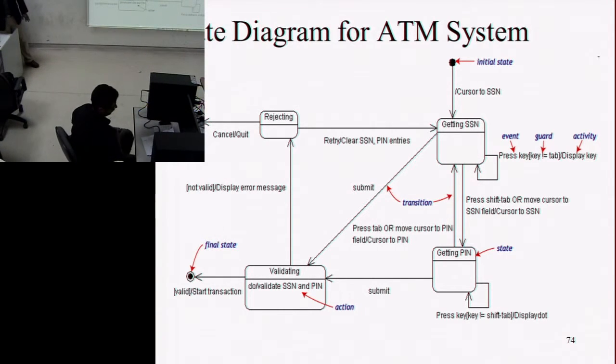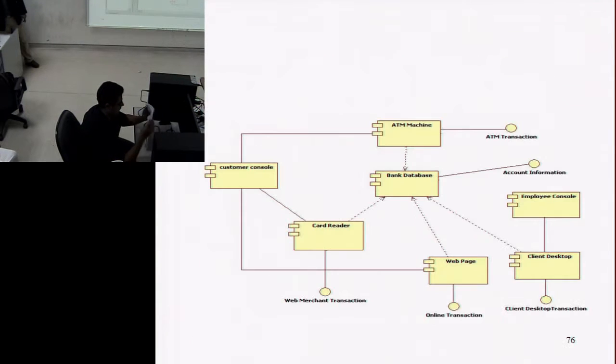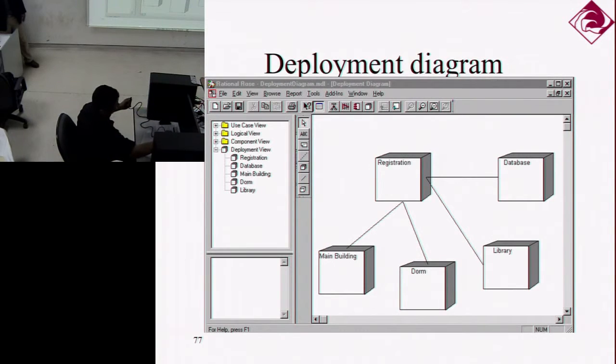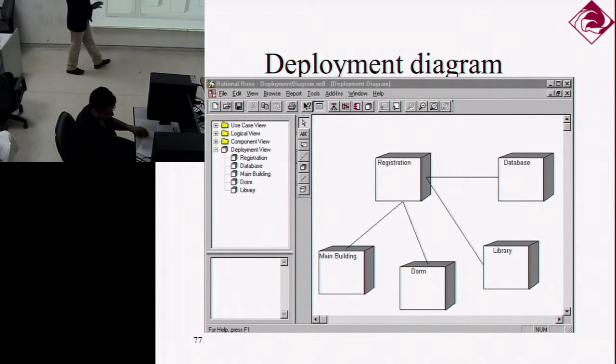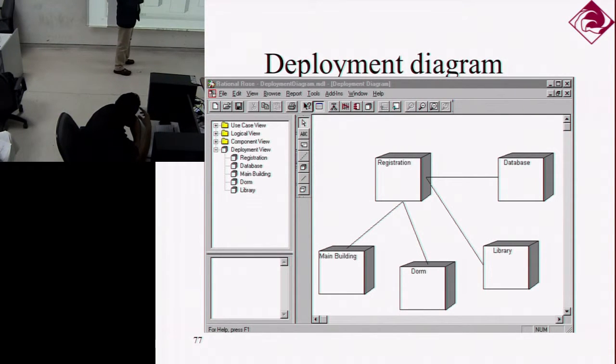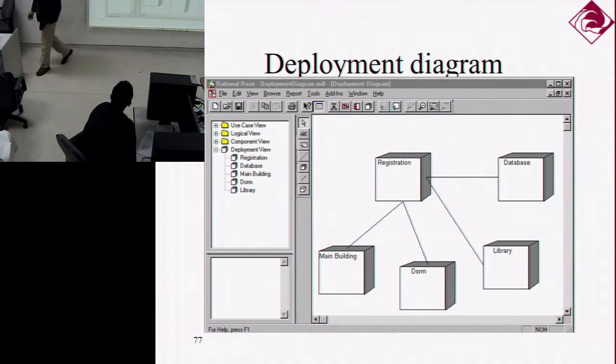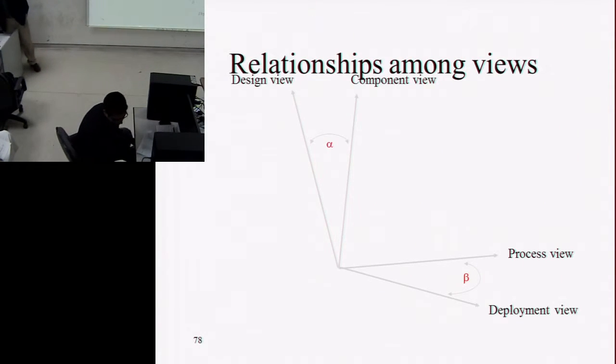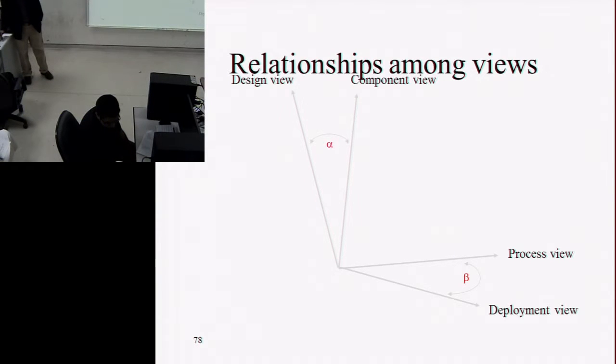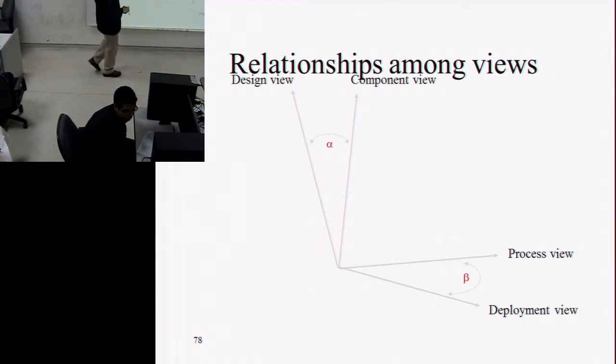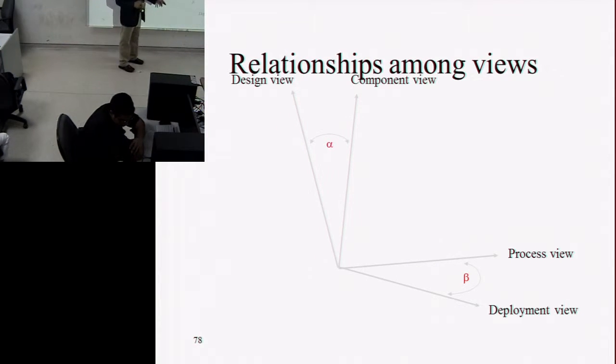So we already finished the state diagram and the component diagram. This is an example of the component diagram, and this is the deployment diagram that I am not covering, but it shows how you will deploy your system on the customer side. Then the relationships among views. The design and component view is the alpha relation, the process and deployment view is the beta relation. So alpha to beta is the relation between them.